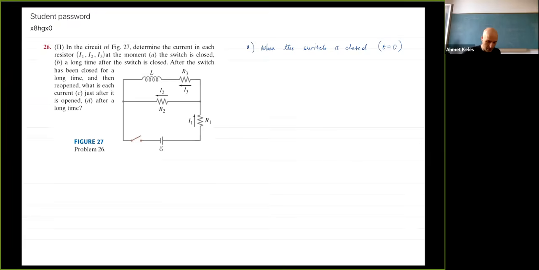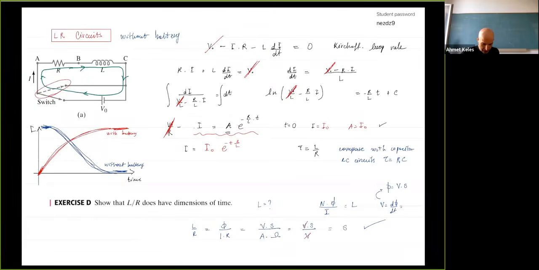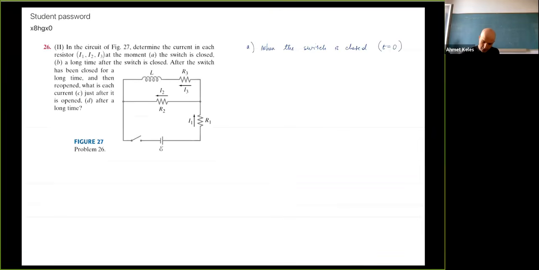So here is what we saw, right? Let me show you that plot. As soon as you close the switch here, it's almost as if nothing passes through the inductor. So as soon as you close the switch, the inductor is going to be like a brick wall at t is equal to 0. There will be no current. So I3 is going to be equal to 0. There will be no current.